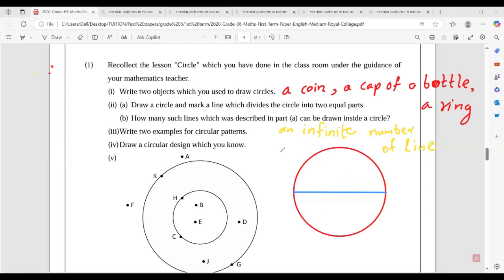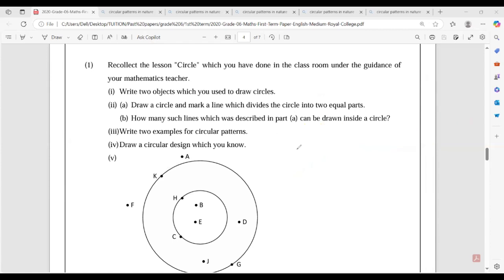You can draw an infinite number of lines in a circle. You know, I mean, this kind of circle, this kind of circle, you can draw an infinite number of such lines. Fine. And then write down 2 examples for circular patterns, right? So I'm going to erase this.